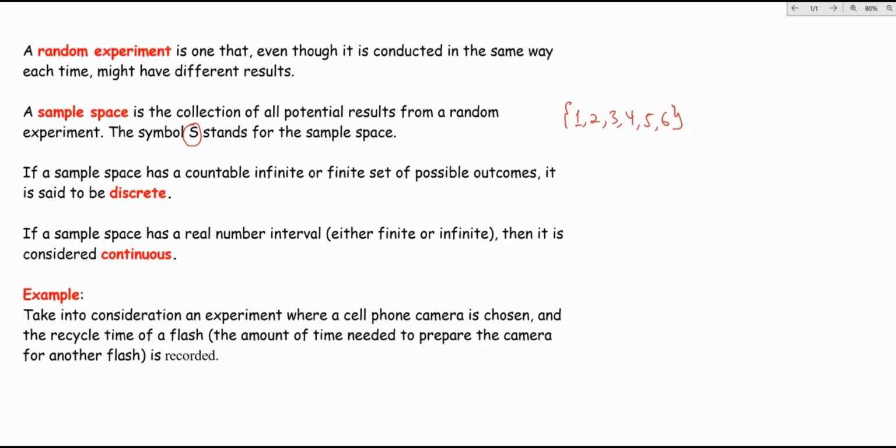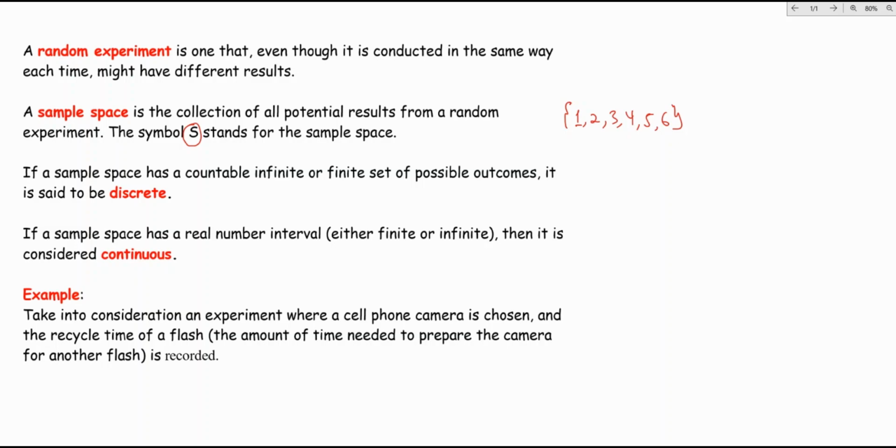The difference between these two is that for the discrete sample space, the outcomes are usually countable and very, very distinct. But for the continuous sample space, the outcomes are not really distinct, and there can be a lot of values between two outcomes. So that's what continuous and discrete sample space are.